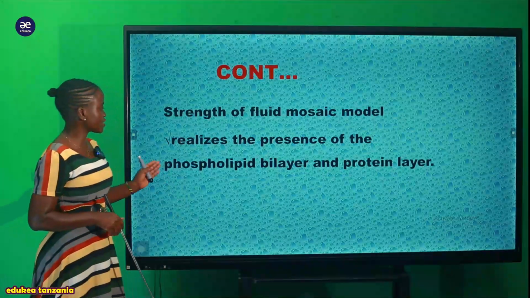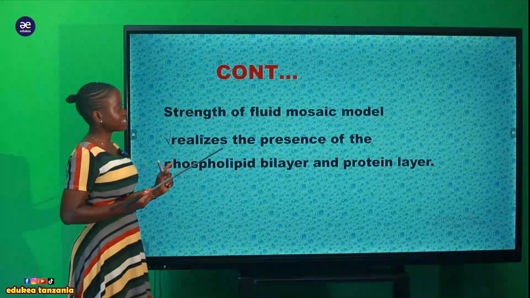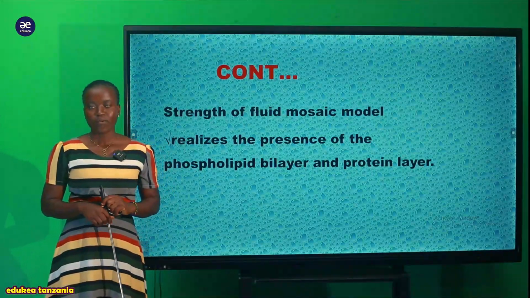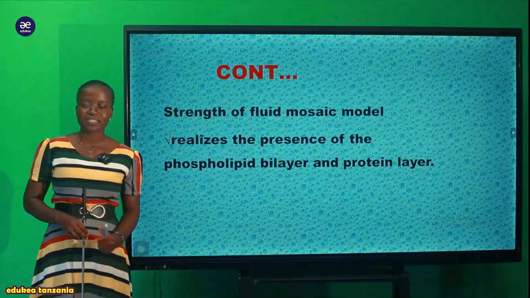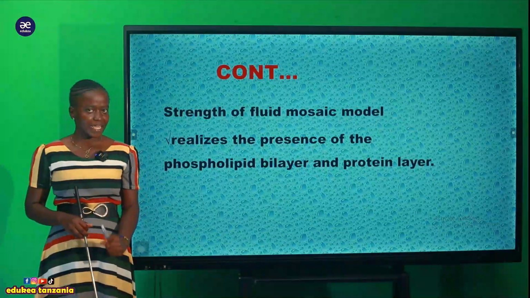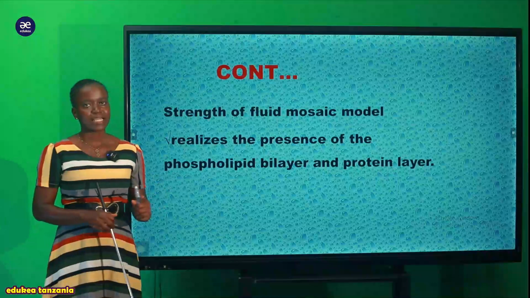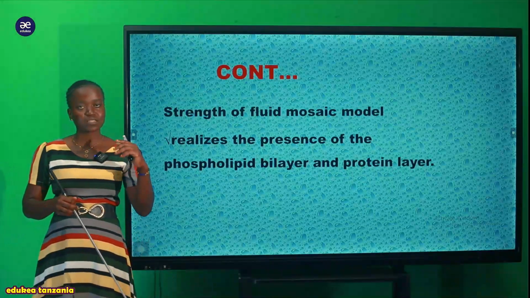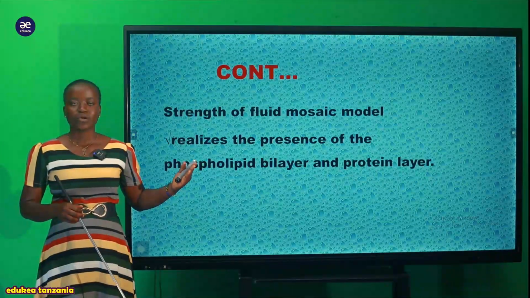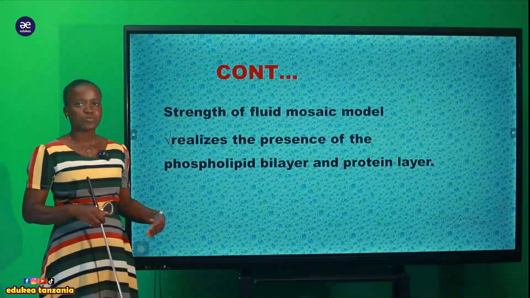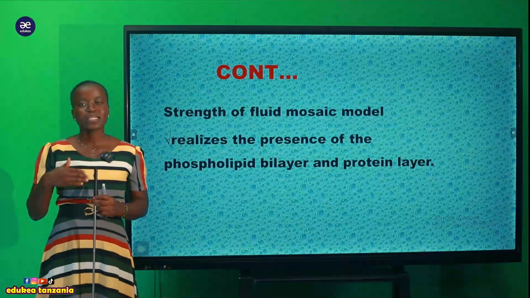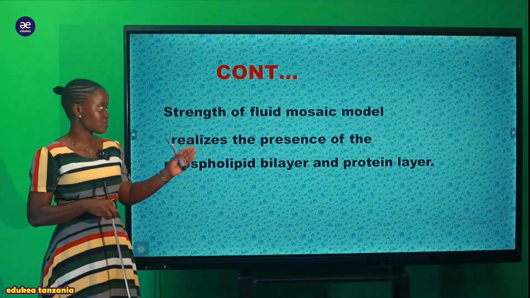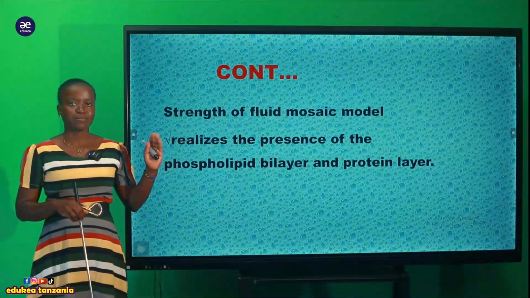The first strength of this model is that they realized the presence of the phospholipid bilayer and protein layer. They agreed that it is true that within the cell there is a phospholipid bilayer and a protein layer. Remember, this was also the strength within the Daniel-Davidson model. So the scientists who came up with this fluid mosaic model developed further the earlier model of Daniel-Davidson. So this becomes the strength. They agreed with the first model.